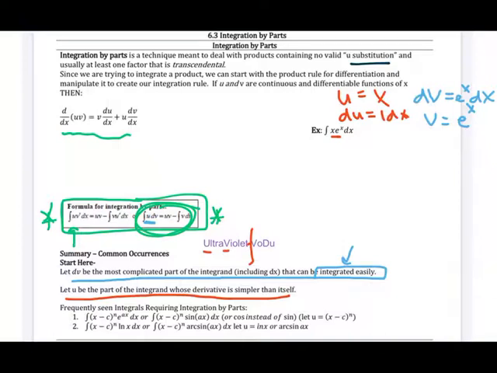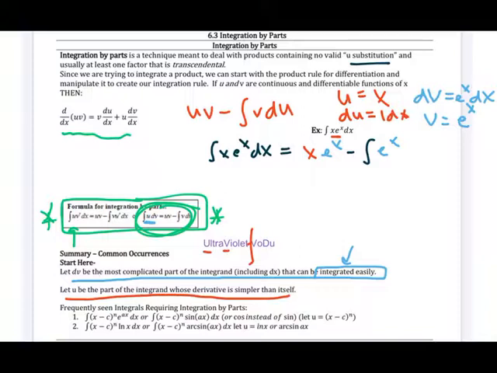So now we're going to rewrite this as uv minus the integral of v du. So we can say that the integral of x e to the x dx is equal to u, which is x, times v, which is e to the x, minus the integral of v, which is e to the x, du, which is just 1 dx.